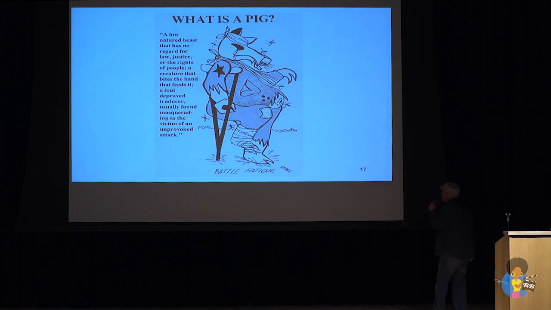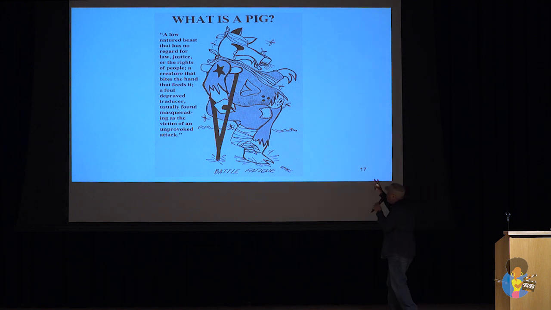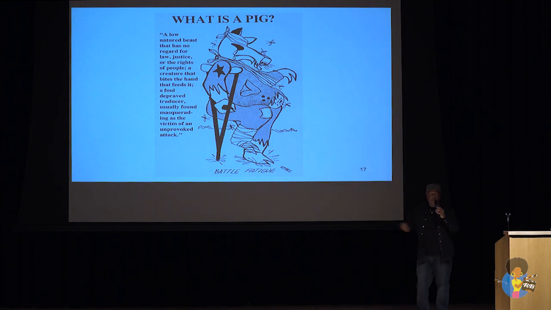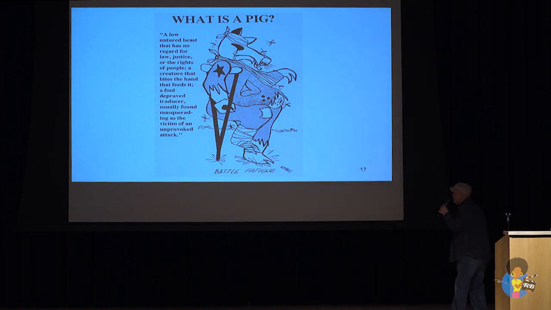And the definition of it was a low-natured beast that has no regard for law, justice, or the right of people, a creature that bites the hand that feeds it, a foul, depraved traducer, usually found masquerading as the victim of an unprovoked attack. Now, this was a little quick, rough drawing, pen and ink, but as you see the little gray tones and textures, that was the cutout sheets that I showed you earlier that gave it depth.